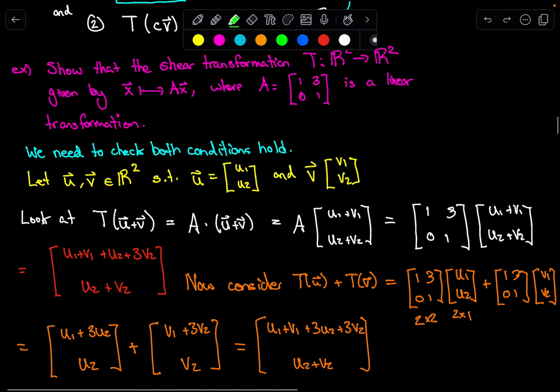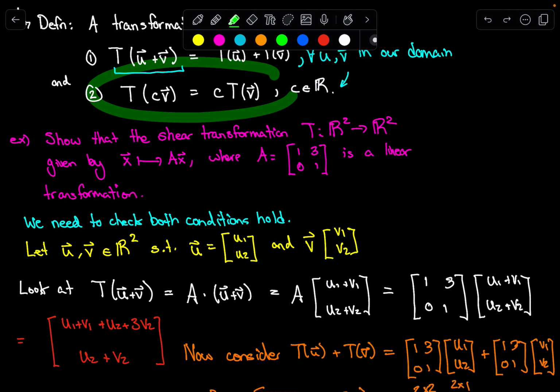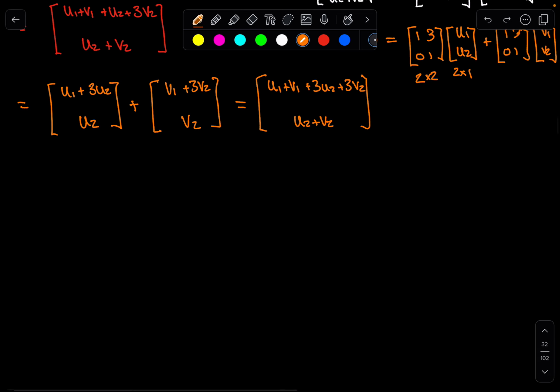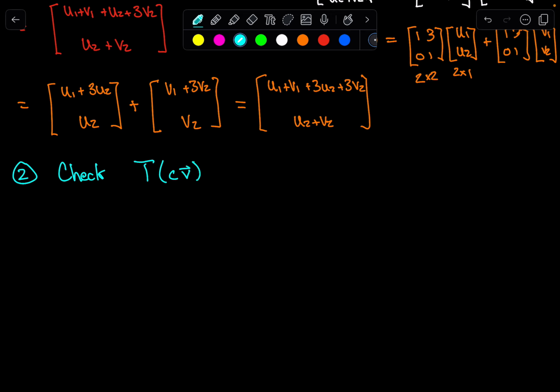Now we have one more check to do, which is, if I were to multiply a vector by a constant, can I just pull out that constant? That's really the last check. So the second check, part 2, is to check T of c times v, where c is any real number.